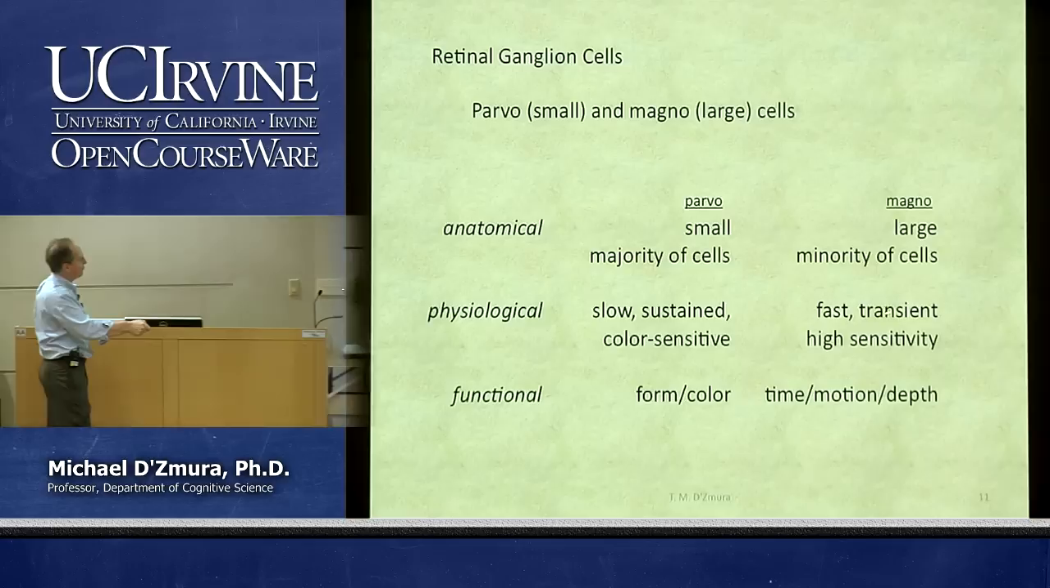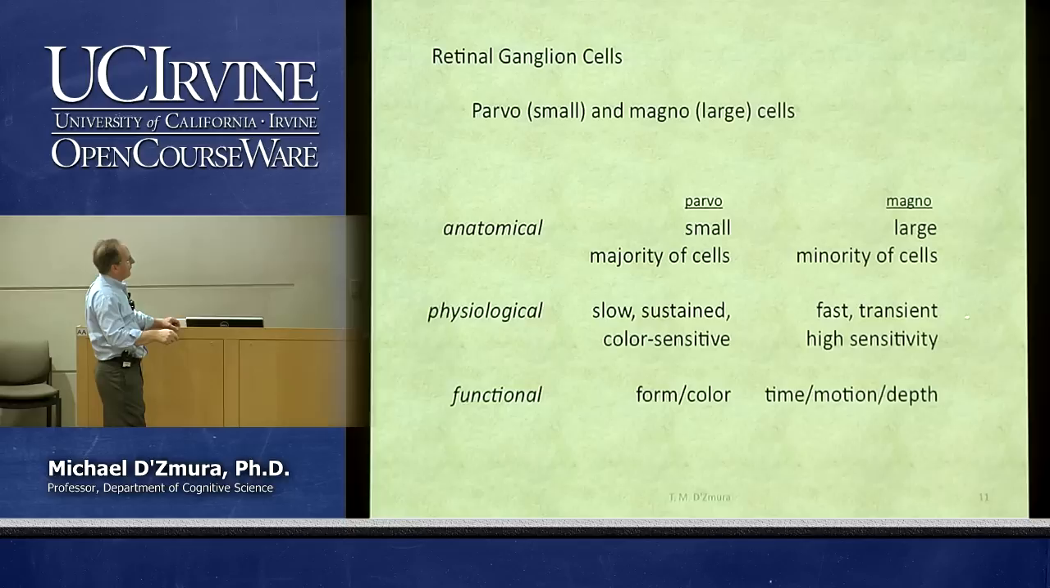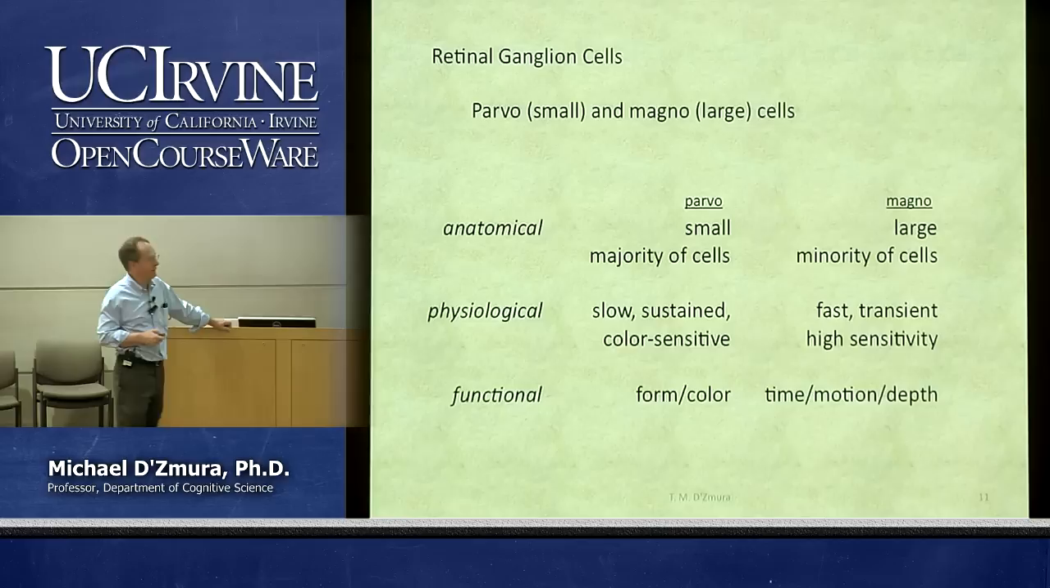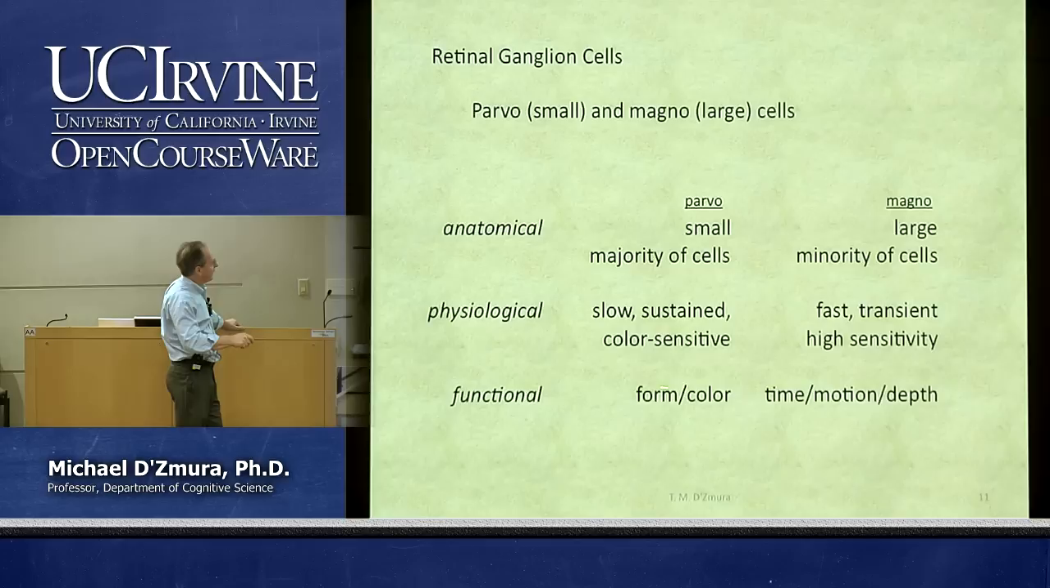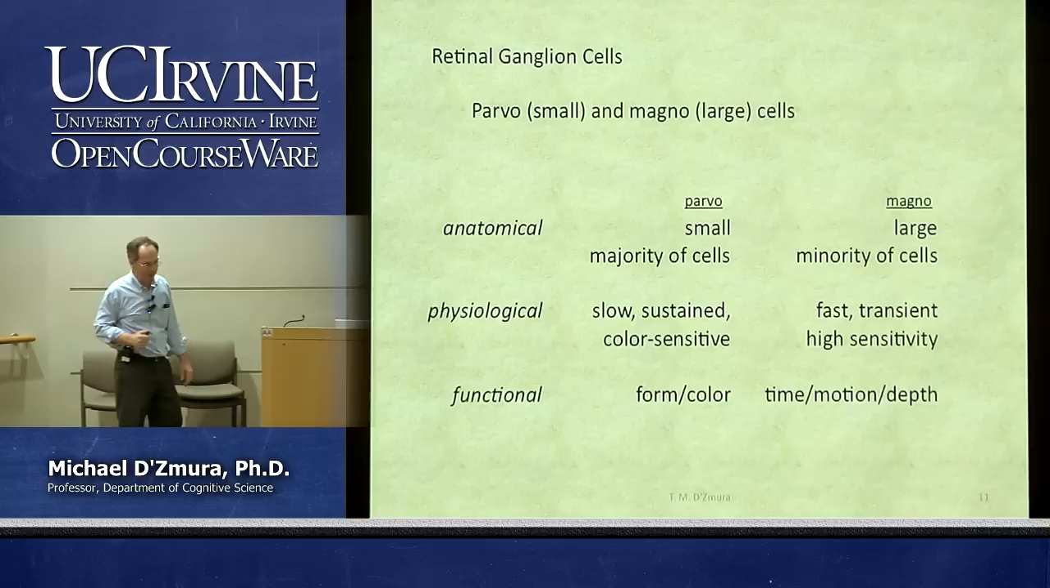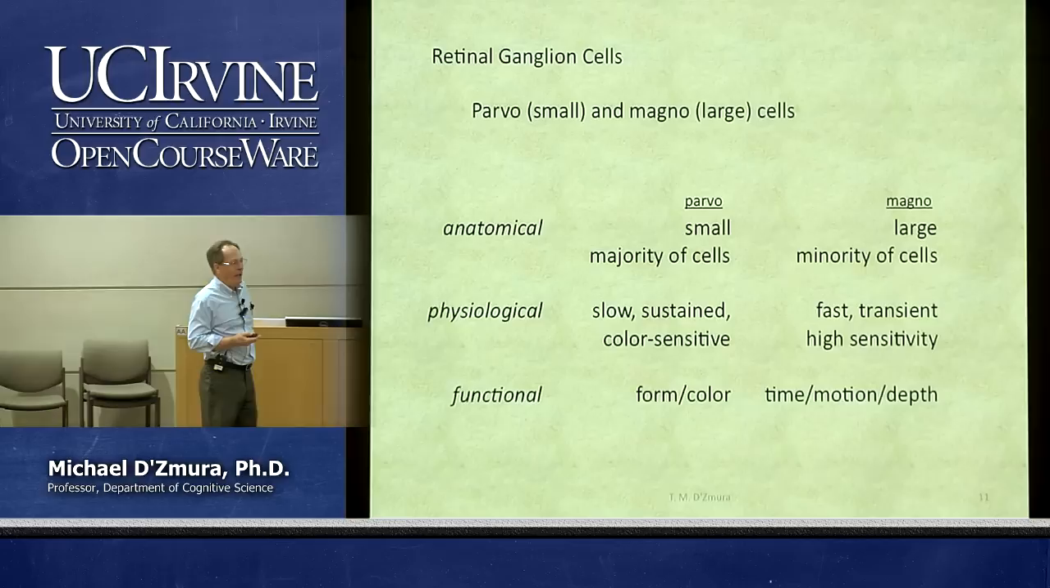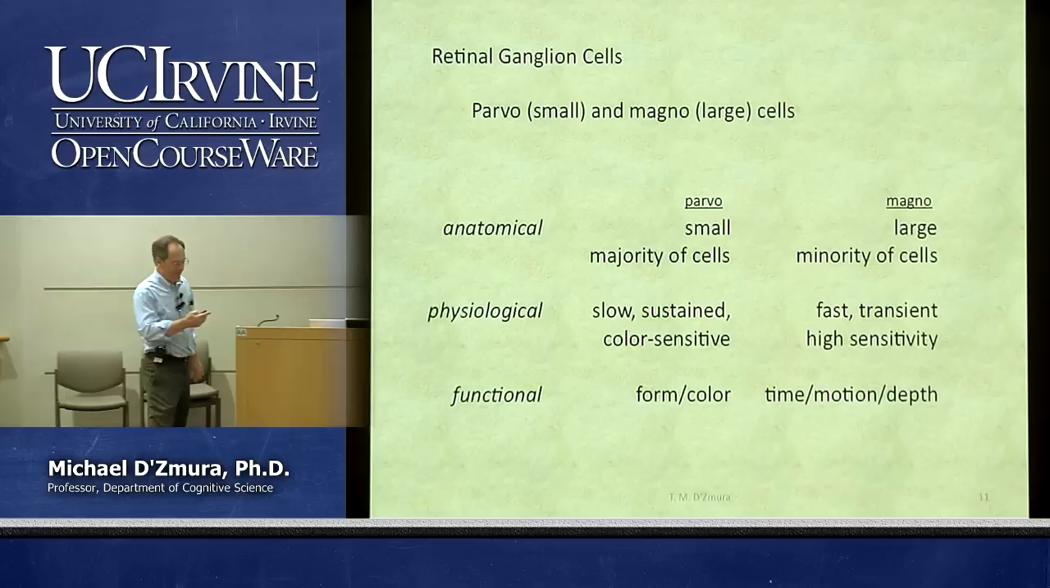A number of parvo cells are color sensitive. Magno cells tend to have a very high sensitivity to black-white patterns and to moving things. And people figure, well, they seem to differ in their function. Parvo cells help us with the processing of visual form and color information. The magno cells help us with the processing of temporal motion and depth information. And a lot of this comes from how they're wired up downstream, namely higher up in the brain. So we'll get there and see where they go.